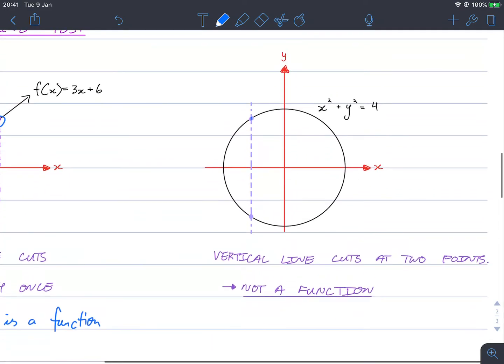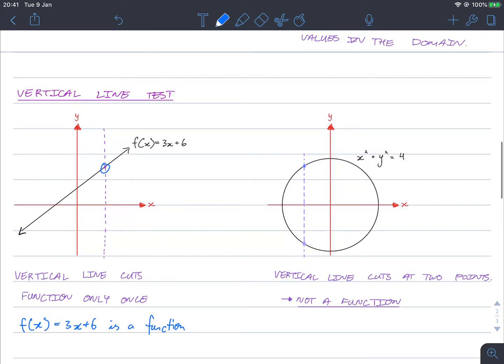However, here's an example of a circle, x squared plus y squared equals 4. If we do a vertical line test, as shown here, it cuts it at 2 points, one here and one there. Because this is the case, this is not a true function. This is not a function. That is the vertical line test.